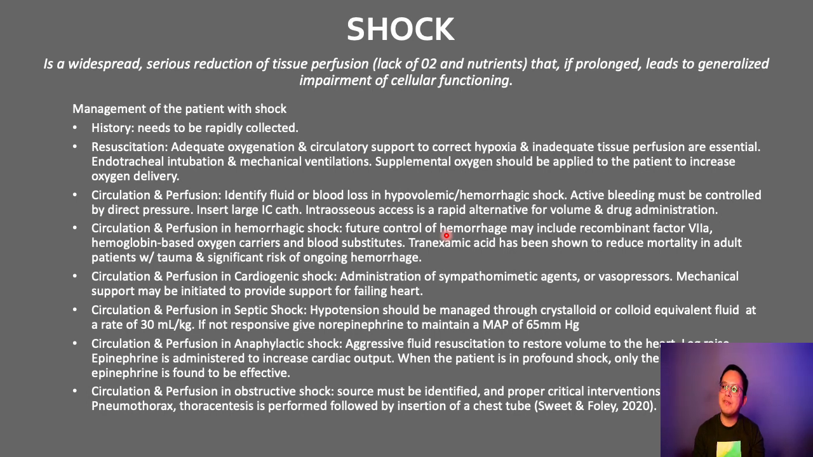Next is circulation and perfusion in patients with septic shock. Hypotension should be managed through crystalloid or colloid equivalent fluid at a rate of 30 ml per kilogram. This is the rate of your fluid, 30 ml per kilogram. If you wonder how to compute, the doctor does it. If not responsive, give norepinephrine to maintain a MAP of 65 mmHg. Remember MAP? I taught the computation of MAP in cardiovascular. Here, BP, MAP.